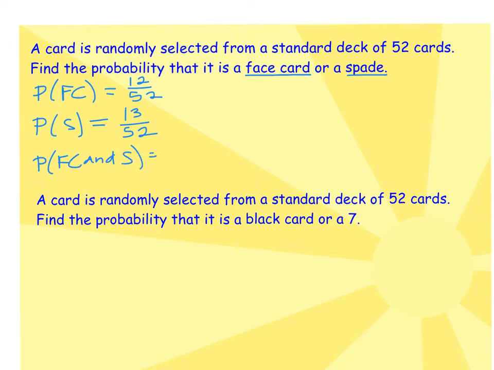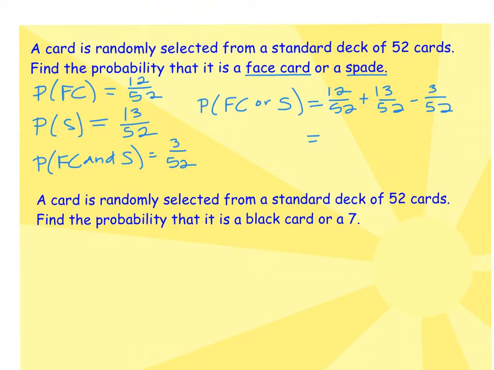So there are 3 cards that overlap this time. That means the probability of getting a face card or a spade is found by taking the individual probabilities and adding them together, and then simply subtracting out that overlap, getting rid of those 3 that are in both of those sets at the same time. 12 plus 13 is 25, and 25 minus 3 is 22. It'd be 22 out of 52. Divide both by 2, and we have 11 out of 26. That's the probability in fraction form that that event would happen.